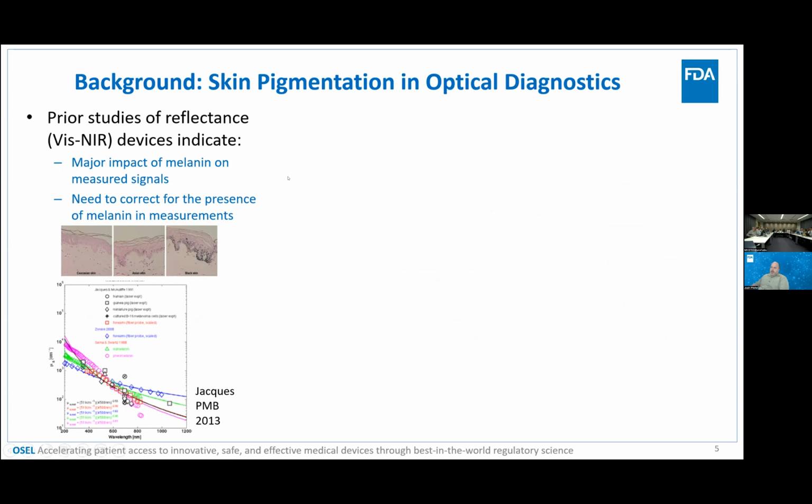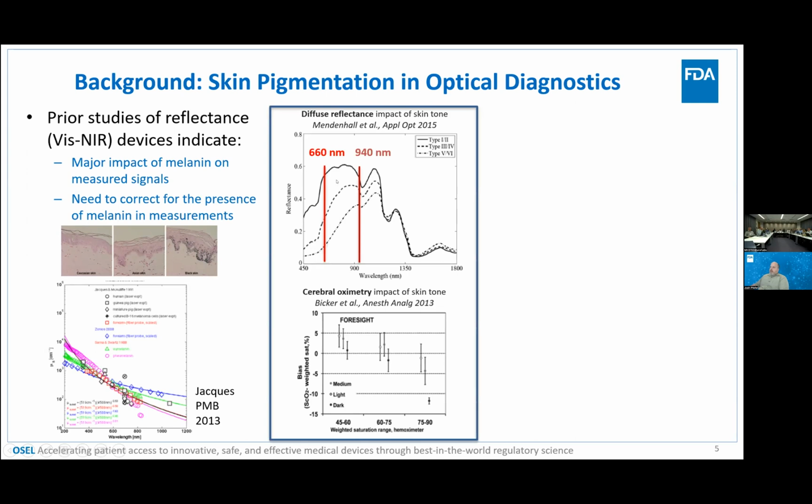I think it's worthwhile talking a little bit about tissue optics and the impact of skin pigmentation on optical devices. It's well known that the absorption coefficient of melanin decays strongly with wavelength across the visible and near infrared. This is one of my favorite graphs to show about this because I think it really clearly illustrates the direct relationship between the absorption spectrum of melanin and the resulting impact of skin pigmentation on optical measurements. You get stronger decrease in detected signal at shorter wavelengths, less impact at longer wavelengths.